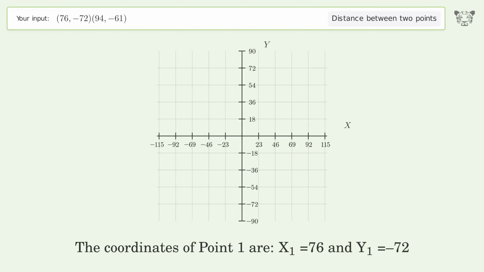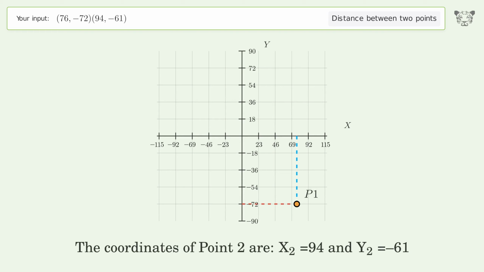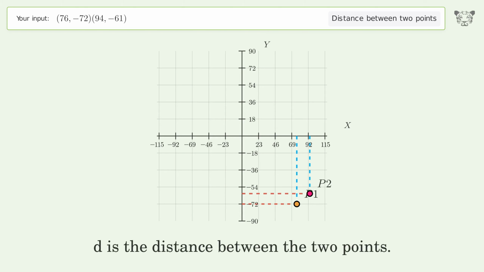The coordinates of point 1 are x1 equals 76 and y1 equals -72. The coordinates of point 2 are x2 equals 94 and y2 equals -61. D is the distance between the 2 points.